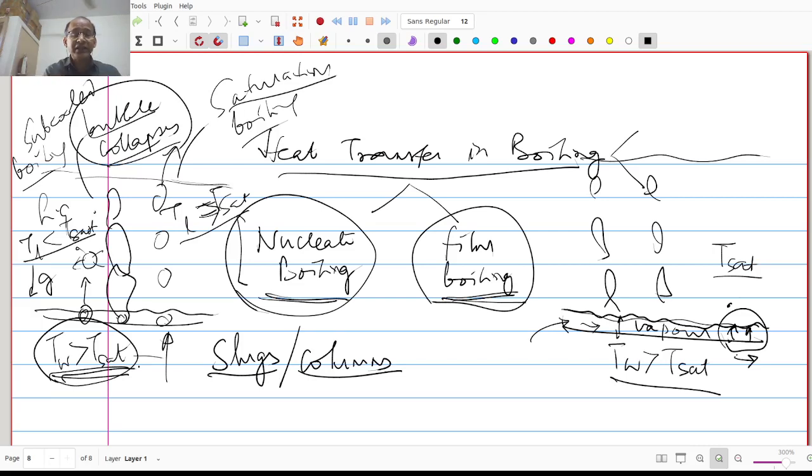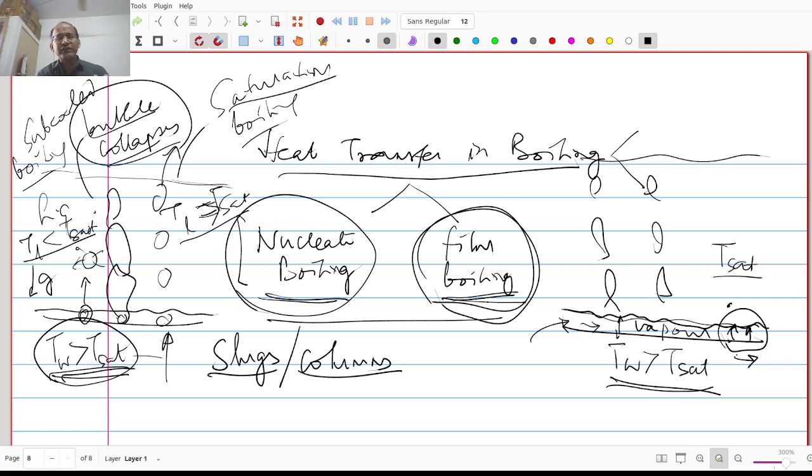And then after that, once film boiling sets in, the heat transfer rate or heat flux comes down, but the temperature difference between the wall and saturation goes on increasing. And after that, there is a recovery because of radiation heat transfer, and the heat flux starts increasing again. So this is the form in which the curve is. I'll draw the curve and explain the various parts of it separately.